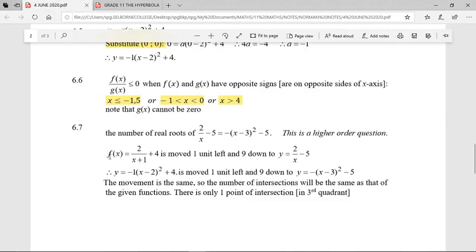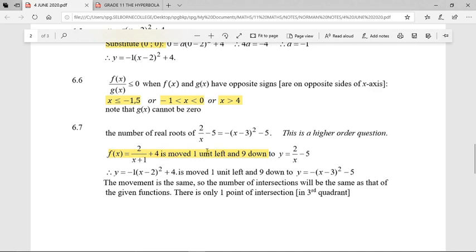Firstly, our original hyperbola, which I've highlighted here in yellow, has moved 1 unit to the left and 9 units down in order to land up with this hyperbola y is equal to 2 over x minus 5, right? How did I get this 1 left, 9 down? Well, x plus 1 indicates a shift to the left by what? It indicates a shift to the left by 1.